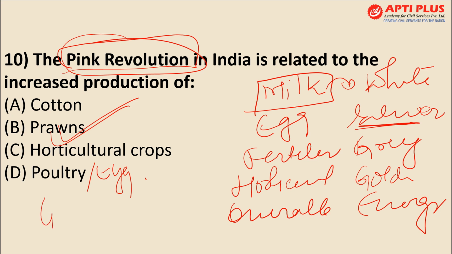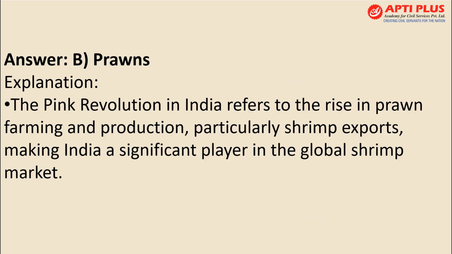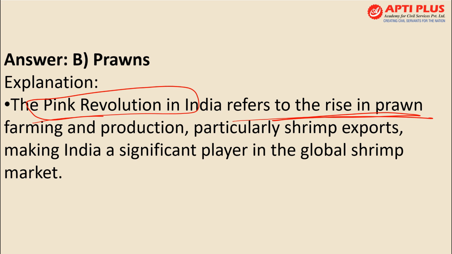Then we have seen the Green Revolution in India for food production. Then the Cotton Revolution is also there. So these are the major revolutions which India is witnessing and has witnessed in the past. Let's see the explanation. Pink Revolution refers to the rise in prawn production, shrimp export specifically. So if shrimp is written, you still have to choose the same, Pink Revolution. So this was all in today's lecture. Thank you very much.